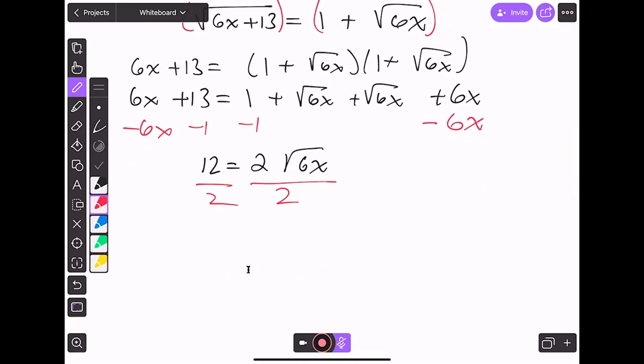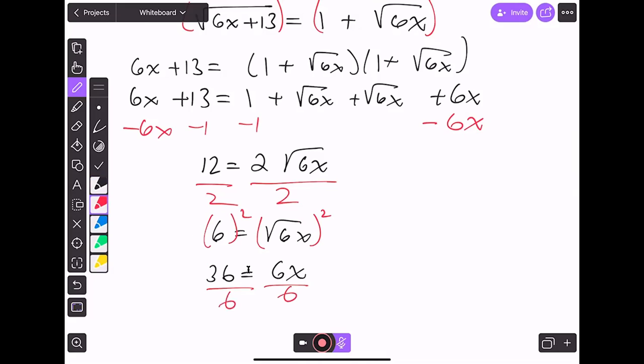Now let's take a look. You get 6 equals root 6x. My radical's isolated. I'm going to square both sides. You know what? Let me go back to the red ink. I'm going to raise both sides to the radical's index, which is 2. And what do you get? 36 equals 6x. Divide both sides by 6. Well, it's a lot of work, isn't it? And what do you get? You get 6 equals x. Look at the key, and you're staring at it.